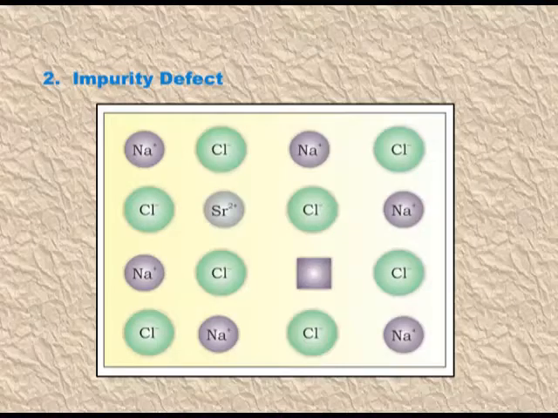Another type of the point defect, impurity defect, as is very clear from the name, is an impurity or a foreign atom or a foreign cation in a crystal. For example, if in a molten sodium chloride, some strontium chloride is also present during crystallization, then some strontium ions enter the sodium chloride crystal.